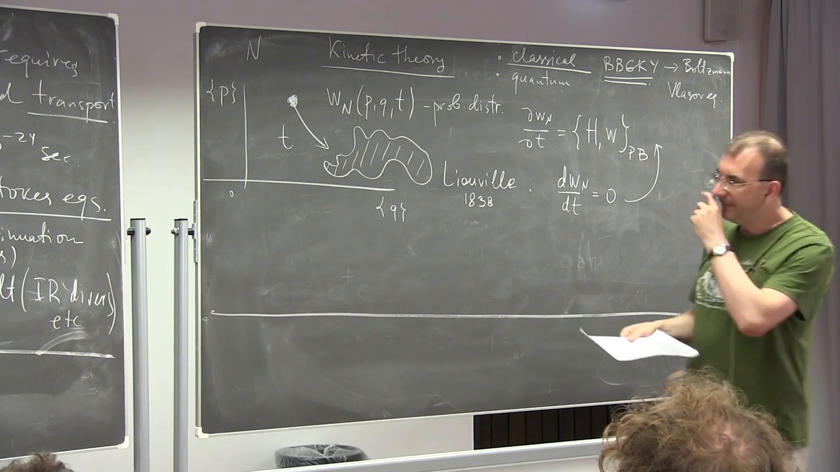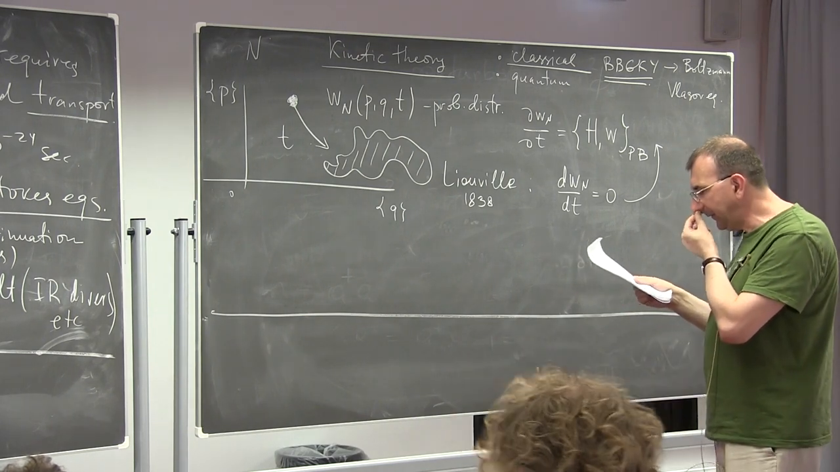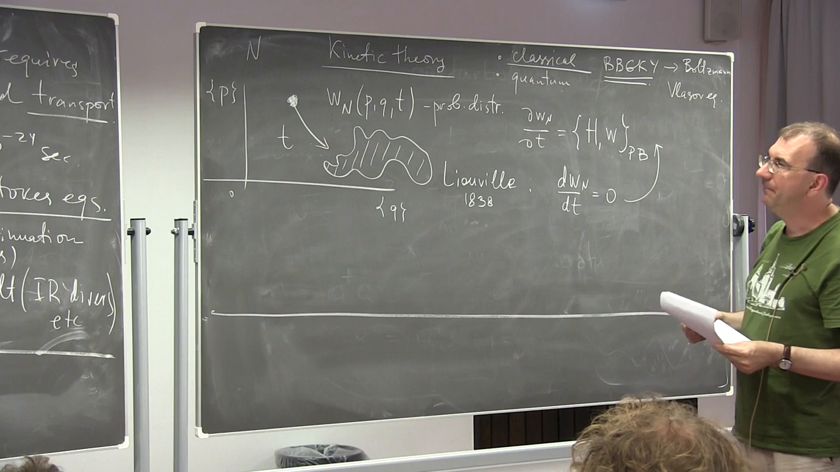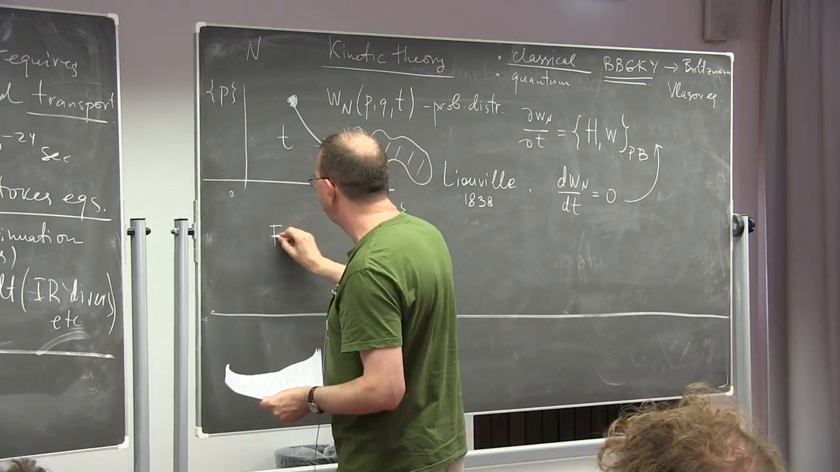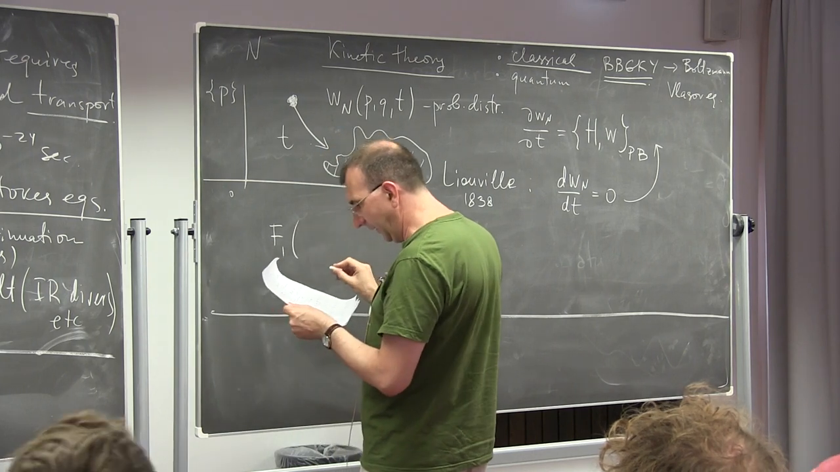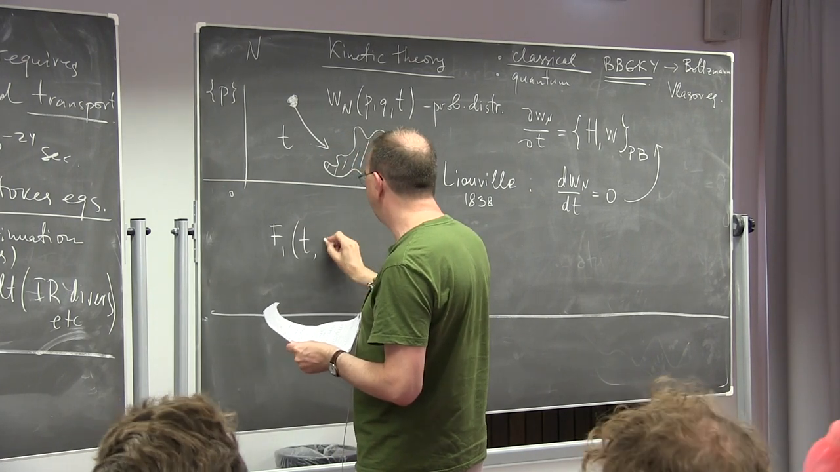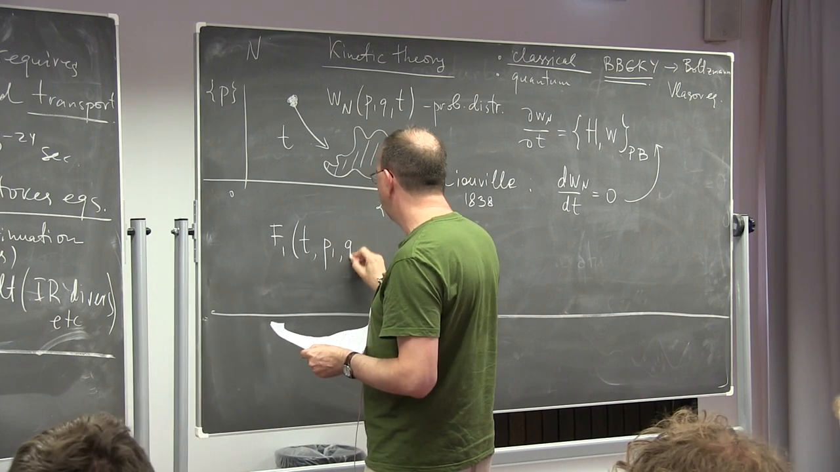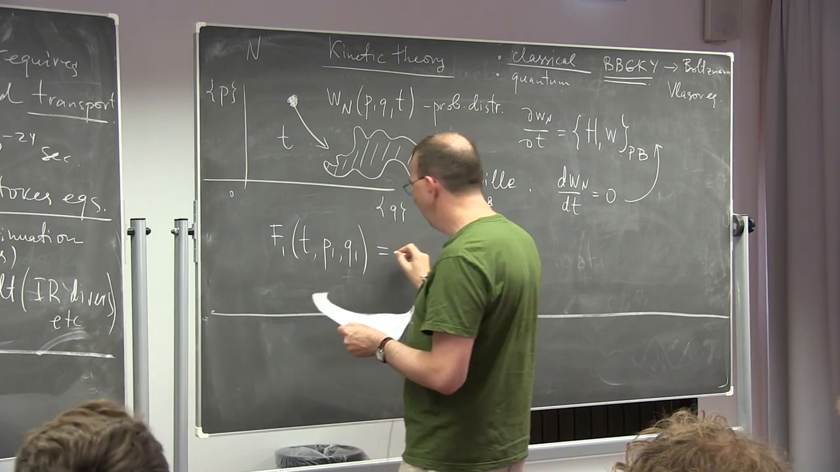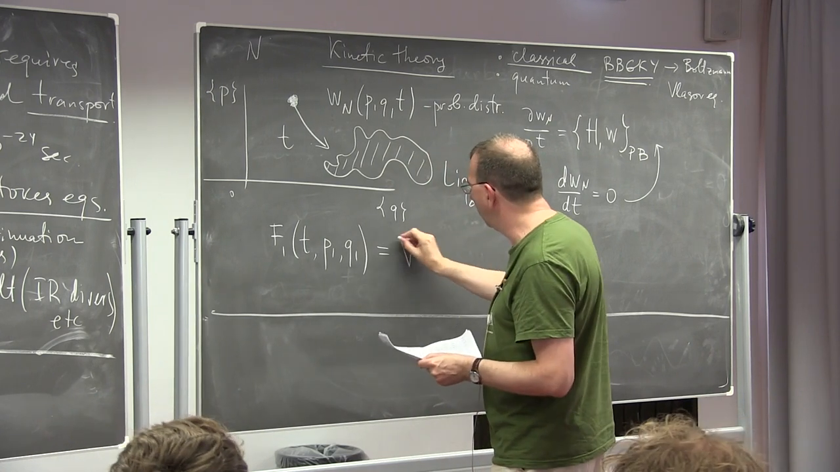So what the kinetic theory does is the following. It reduces a number of variables by introducing distribution functions. So let us introduce the function f1, which is a function that depends on time, one momentum, and one coordinate. And this is up to a volume of the system.